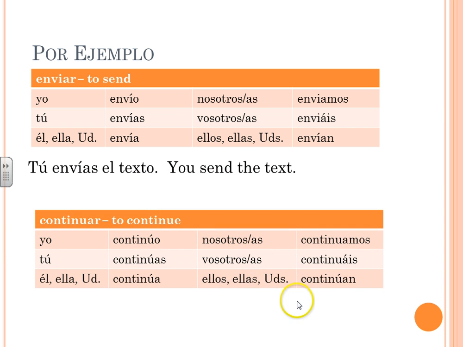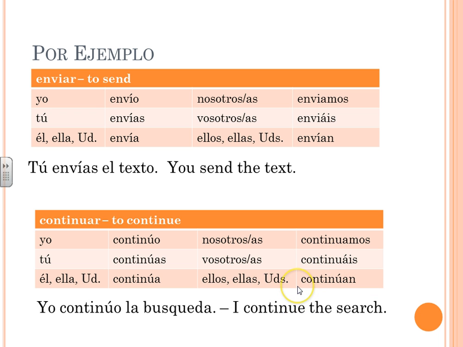And another example, continuar. So you'll see again that in all the boot forms, so these three on this side and then ustedes over here, the accent falls on the U. In nosotros and vosotros, no accent on the U. Por ejemplo, yo continúo la búsqueda. I continue the search.